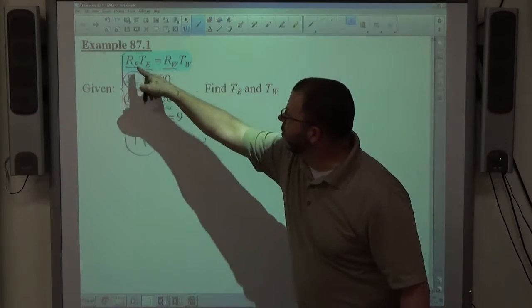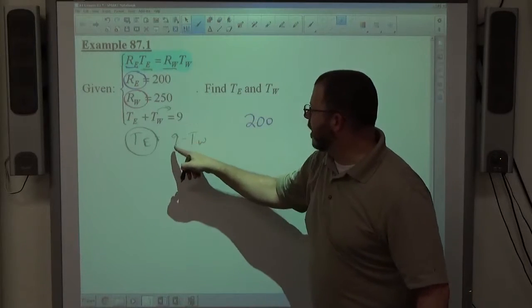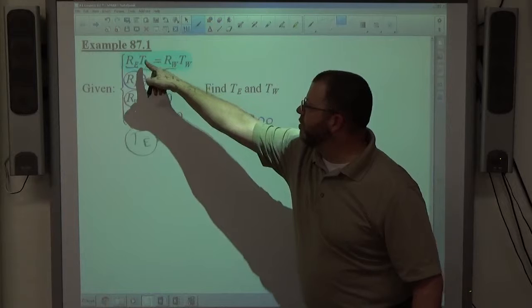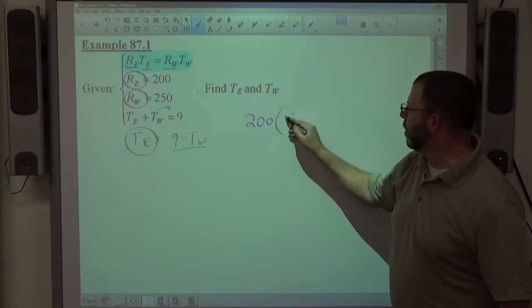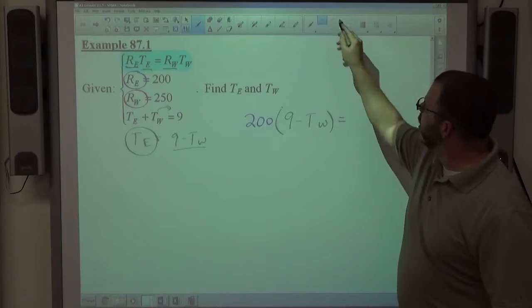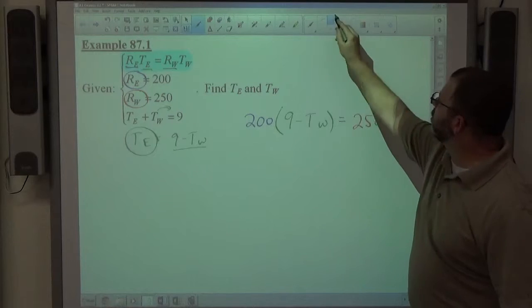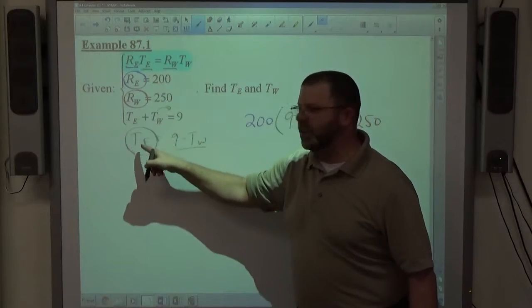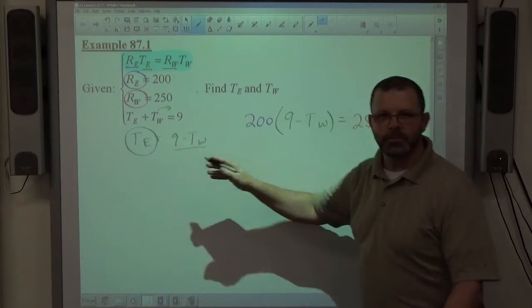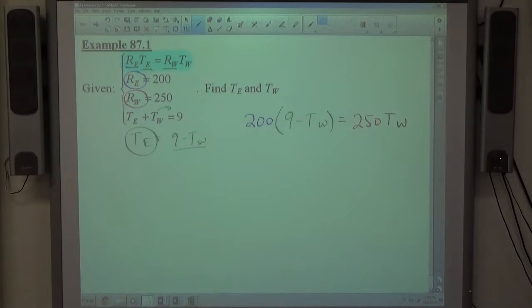So R sub E is 200. T sub E is going to change into 9 minus T sub W, changing one thing to 2 things, so we have to put parentheses around it. Equals is equals. R sub W is equal to 250. That's being multiplied by T sub W. Nothing here says T sub W equals anything, right? So T sub W just stays T sub W. So we substitute the things we can, leave things alone that we can't, and we're left with this equation.